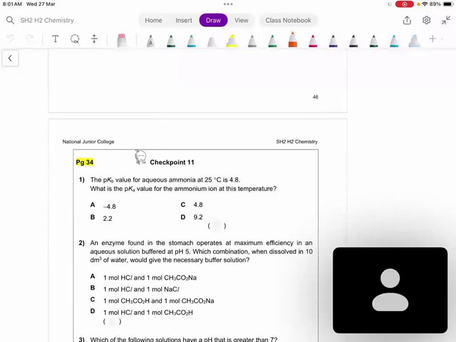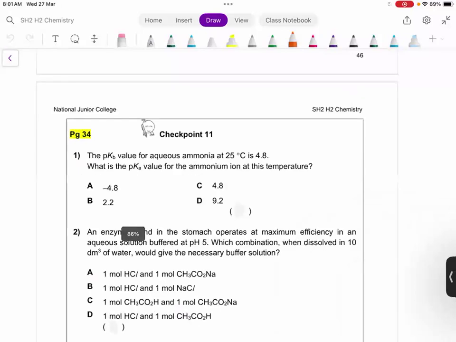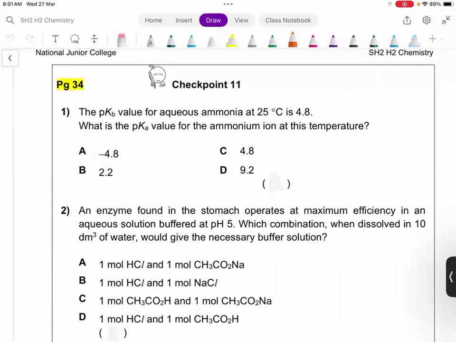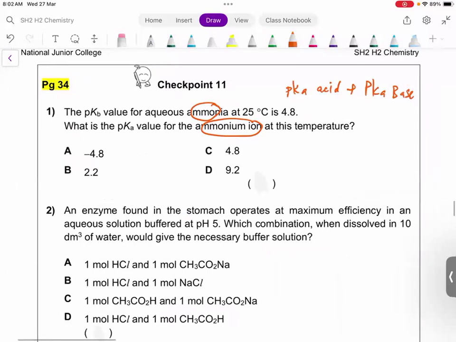Okay, so let's look at this. All right, so quickly, checkpoint 11. Can you tell me what is the principle that you have used to derive the answer? So you have your ammonia and your ammonium ion, right? What is their relationship? Yeah, they are a conjugate acid-base pair. So pKa of the acid plus pKb of the base, for this conjugate acid-base pair, will equal 14. Because of this, you can easily arrive at the answer. So this is the chemistry principle behind.